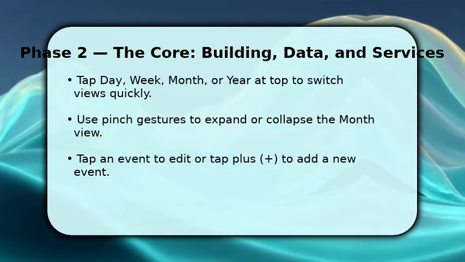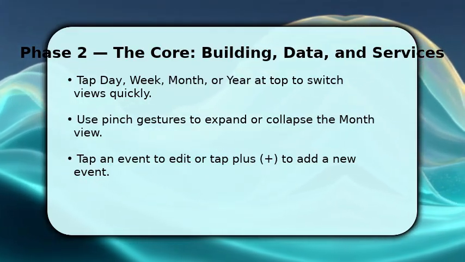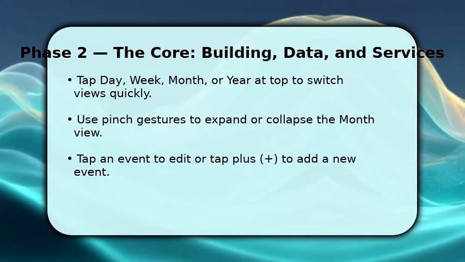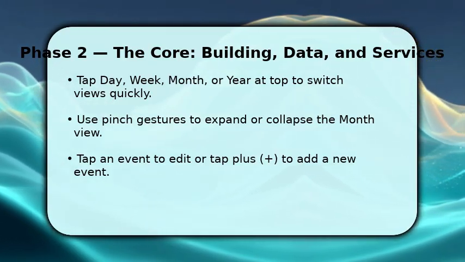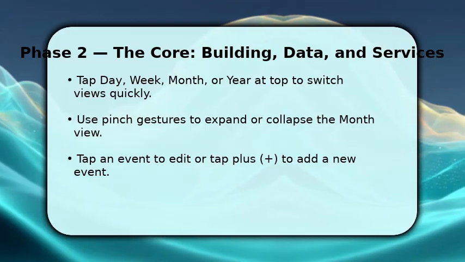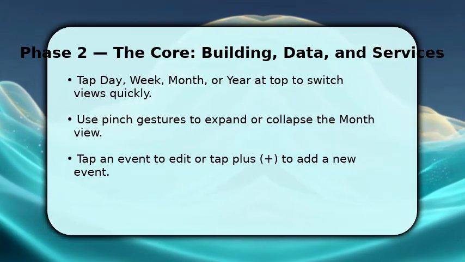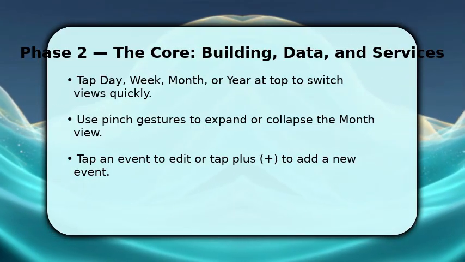For the week view, rotate to landscape on compatible models for a timeline layout. You can long press a date to add an event, or tap an event to edit details. This is how you tailor density and visibility of events on demand.